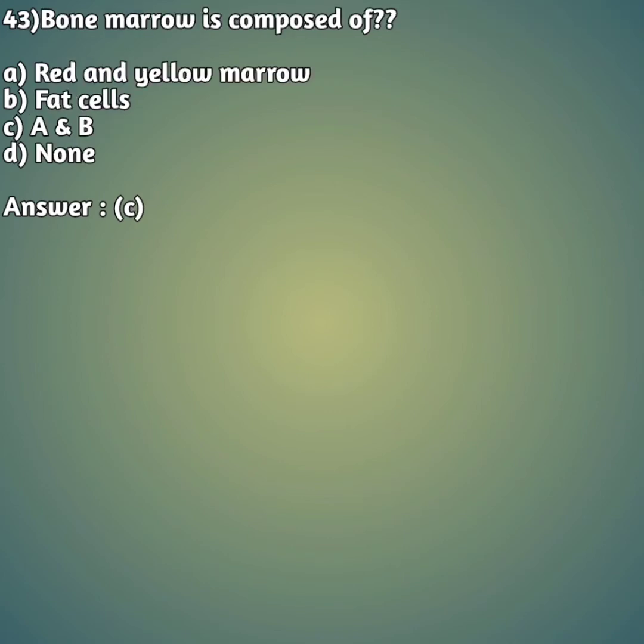Moving to our 43rd question. Bone marrow is composed of option A red and yellow marrow, option B fat cells, option C A and B, and option D none.